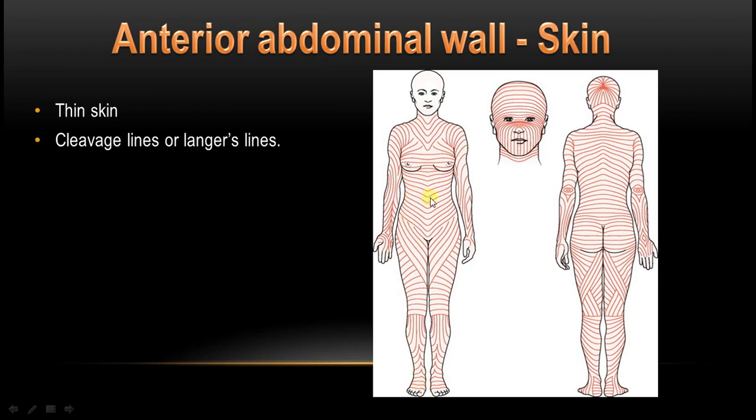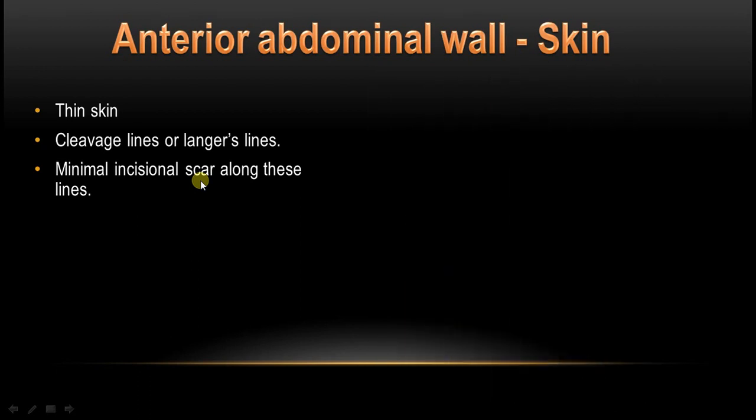Incisions on the anterior abdominal wall are made along these lines because they provide minimal scar. Once the incision is closed, whatever wound is created by the incision leaves minimal scar. So that is why these cleavage lines are preferred. Minimal incisional scar along these lines.